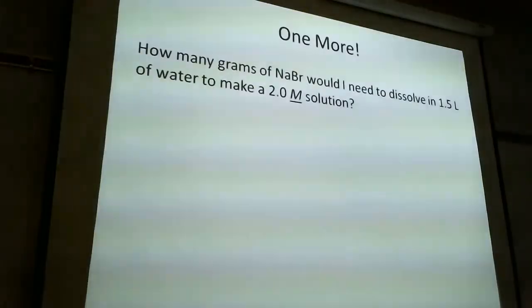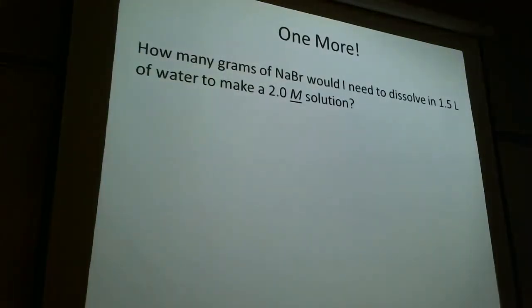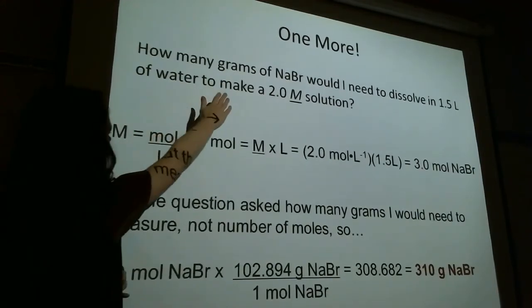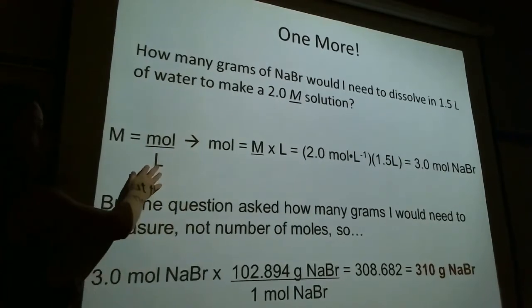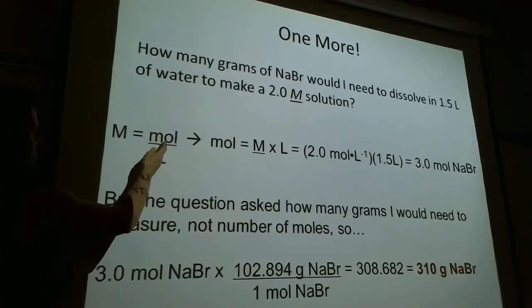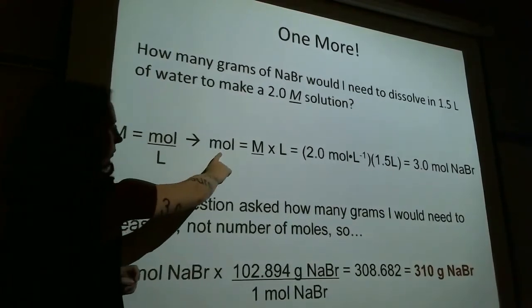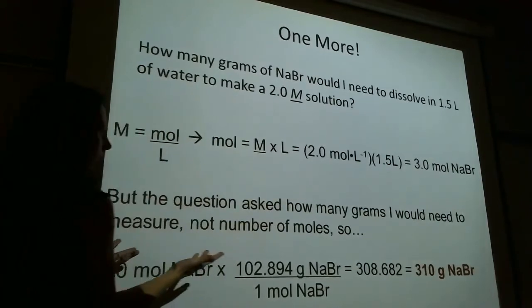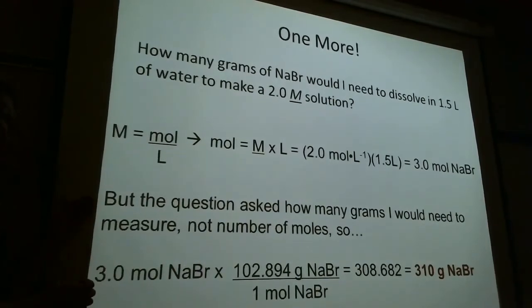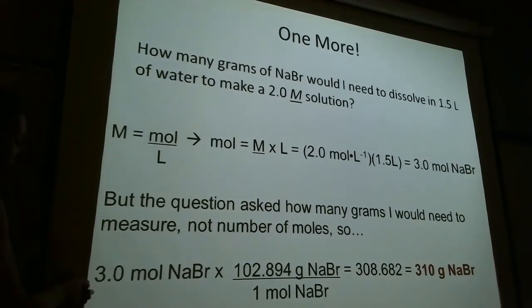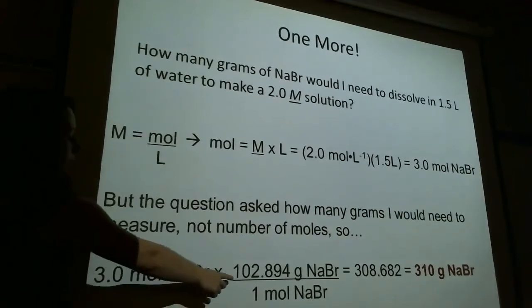Now let's go over this one. Sig figs, 2 sig figs in both of those numbers, right? So my final answer needs to also have 2 sig figs. So this time the problem asks for grams. Now grams is not part of this equation at all, right? It's moles. So what I have to do is use the molarity and use the volume to get number of moles, right? So that's what my number of moles is. But the problem says, how many grams do I have to weigh out, or measure out, I should say, right? So that's why I take this number and multiply by the molar mass.